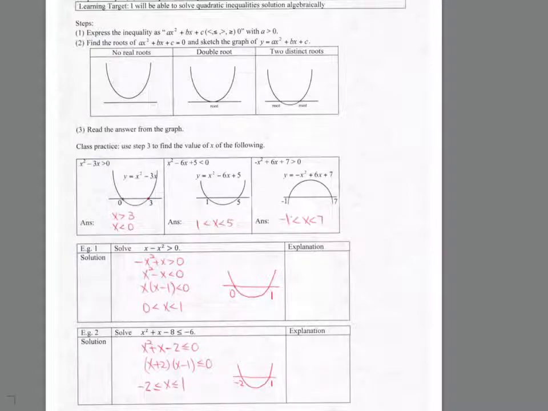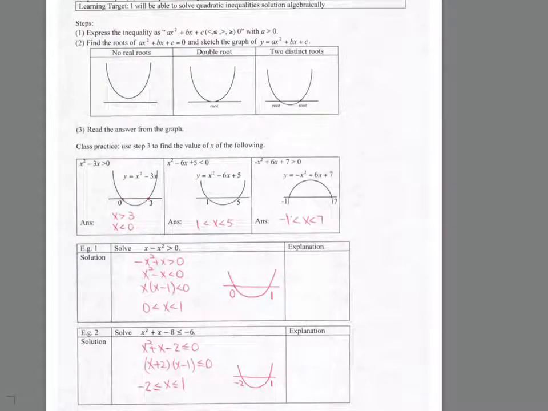Express the inequality as ax squared plus bx plus c with a greater than 0. So make sure your a is greater than 0. If it does not, what do you do? You can multiply everything by negative to make it greater than 0. Okay? Second step, find the roots of ax squared plus bx plus c equals 0 and sketch the graph of y equals ax squared plus bx plus c.